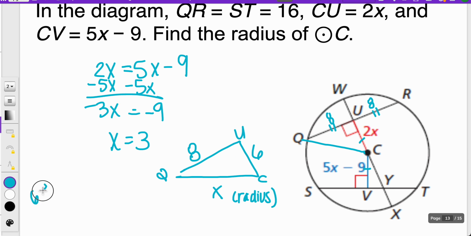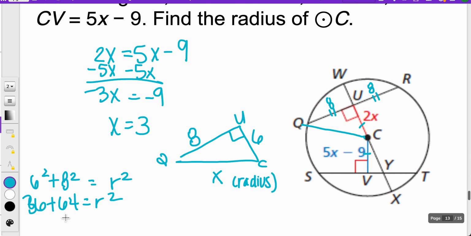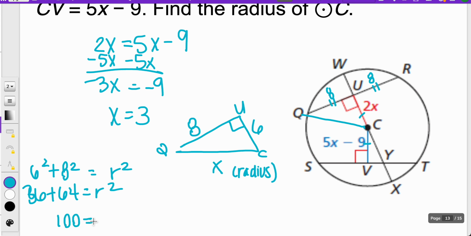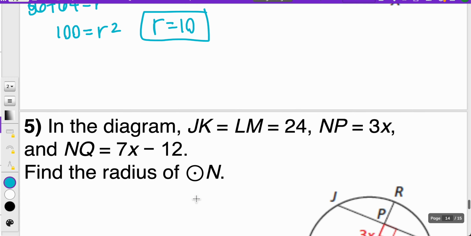So we would just have 6 squared plus 8 squared, so we got our right triangle here, is equal to, we'll go ahead and say that's r squared because we're solving for r. So 36 plus 64 equals r squared. Popular trio here. 100 is equal to r squared, so r equals 10. Okay, so that was kind of a think outside the box question.